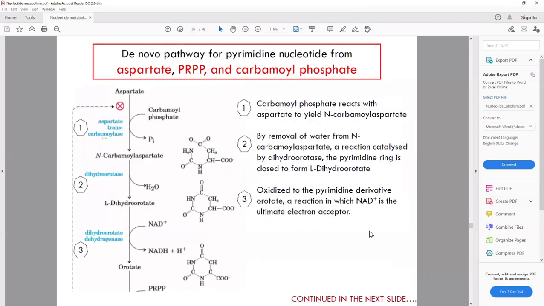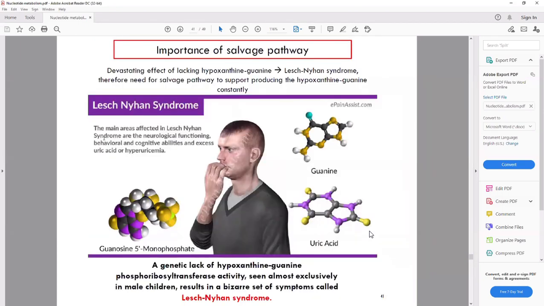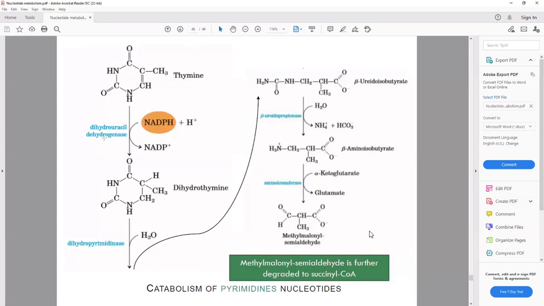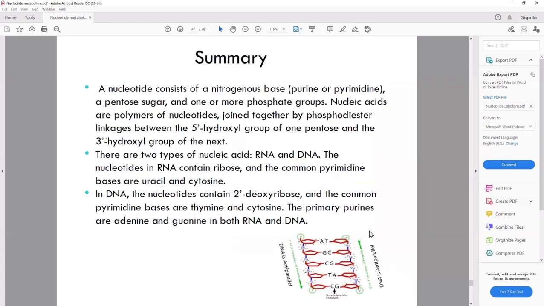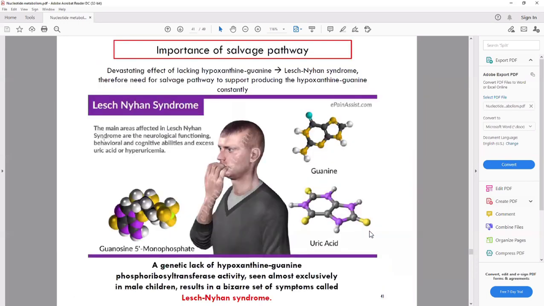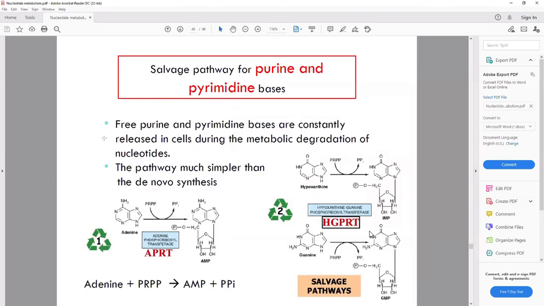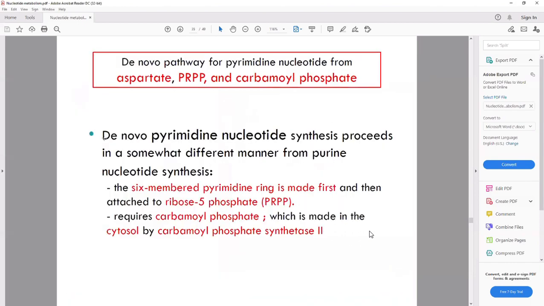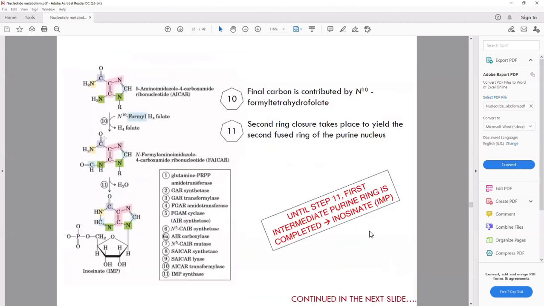Any other questions? For pyrimidine, the last step will become CTP, right? Is CTP also the same as purine? Same. For pyrimidine, we have thymine, uracil and cytosine. Right? Okay, alright.